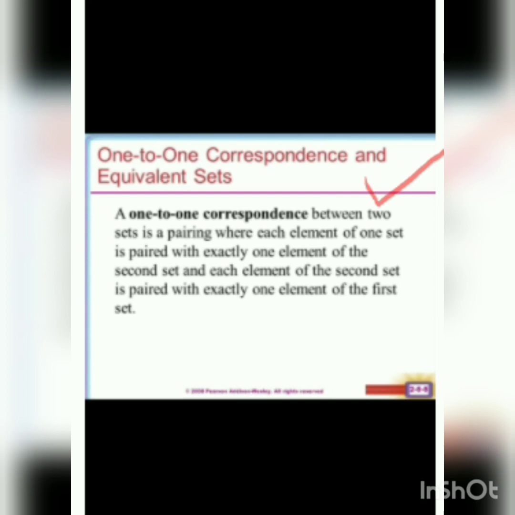A one-to-one correspondence between two sets is a pairing where each element of one set is paired with exactly one element of the second set, and each element of the second set is paired with exactly one element of the first set. It means each element of the first set and each element of the second set correspond to each other. We know that in equivalent sets there is also one-to-one correspondence.